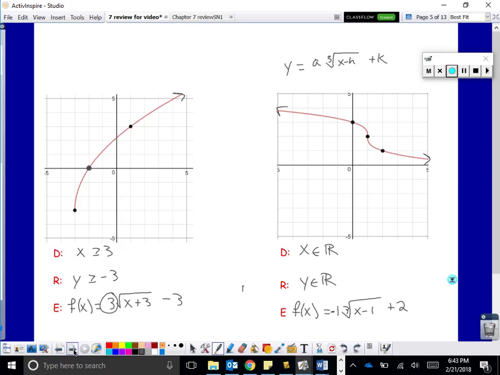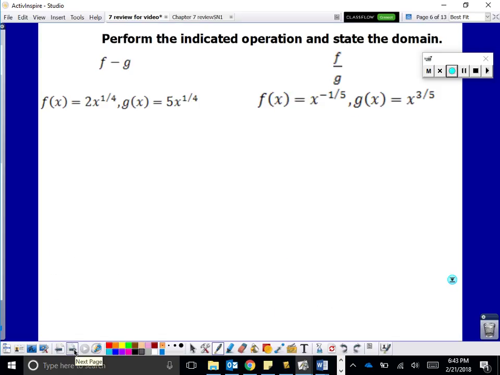Alright, so that's graphing. Next thing we got into talking about was our operations on power functions. These ones were pretty basic. This is just adding and subtracting. So if I'm asking you to take f minus g, that's 2x to the 1/4, minus 5x to the 1/4. Notice that the stuff, and we called it the junk, after my numbers is the same, so these are like terms, and all I have to do is take 2 minus 5, which is negative 3x to the 1/4.